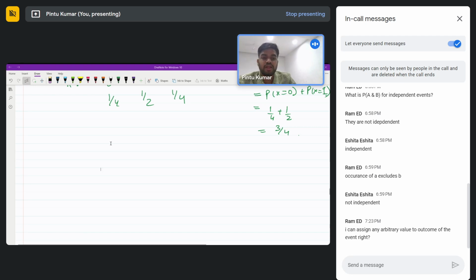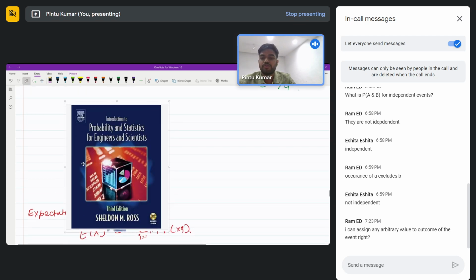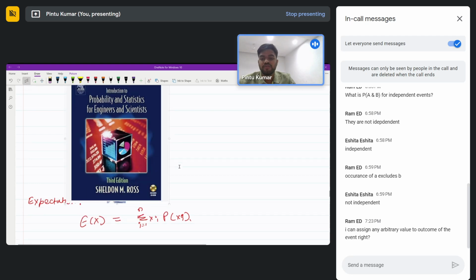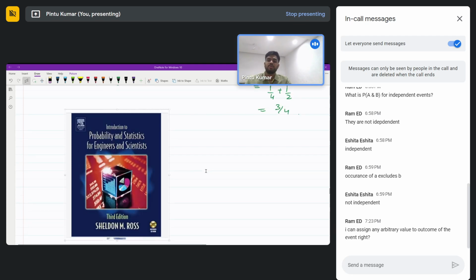But if somebody is really interested in exploring more about the distribution, then you can refer to this particular book. This is a very famous book by Sheldon M. Ross. There are many books by Sheldon M. Ross, but I find this book good for beginner to intermediate level. The book is titled Probability and Statistics for Engineers and Scientists. So chapter 2 onwards, you will find a lot of details about this.